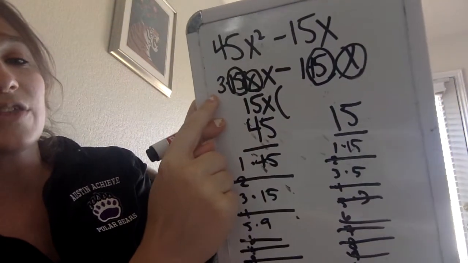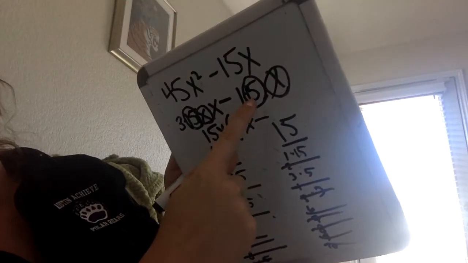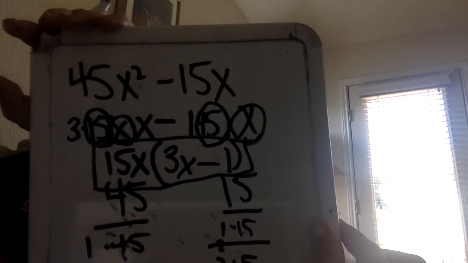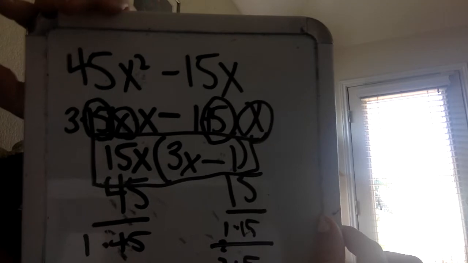What's left here is a 3 and an x. So that's my first term. Then I have the minus sign, and all that's left after the minus sign is a 1, because I already took out the 15x. So I get 15x times, in parentheses, 3x minus 1. And I know I'm right because if I were to multiply these back in, I would get my original expression all over again.